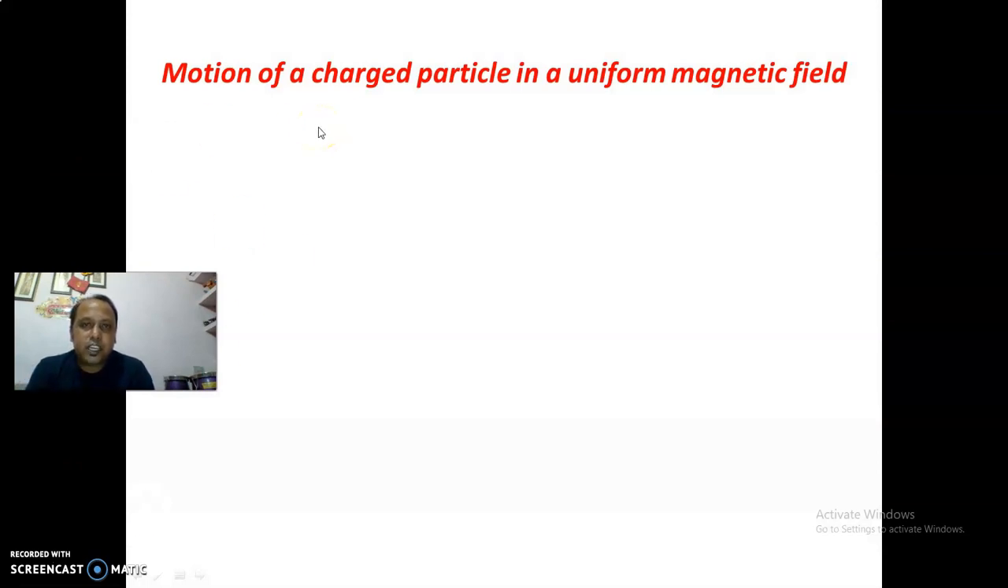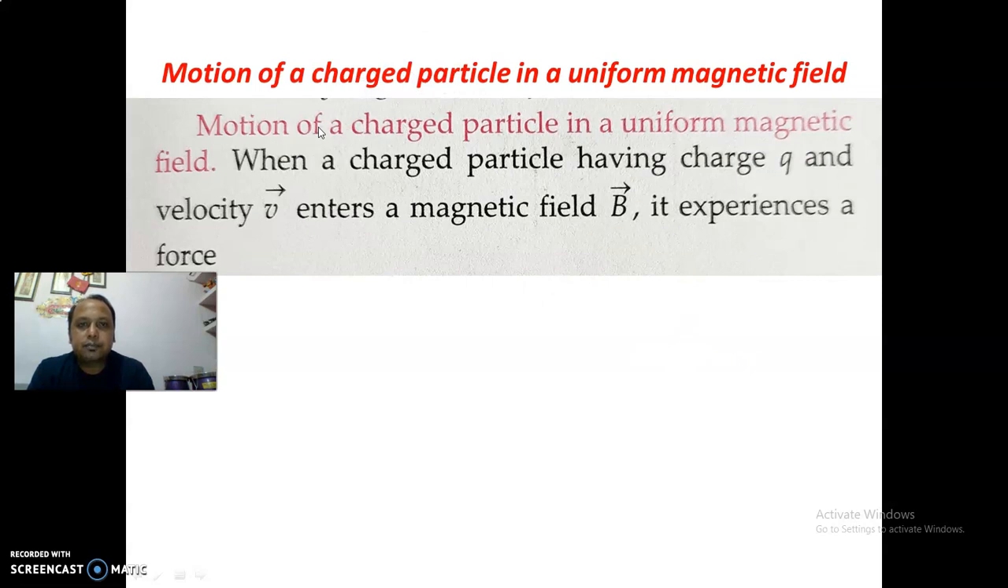That is, motion of a charged particle in a uniform magnetic field. We are considering a uniform magnetic field. Now 3 conditions we will consider here. The general condition: we have a charged particle Q moving with velocity v in a magnetic field B.